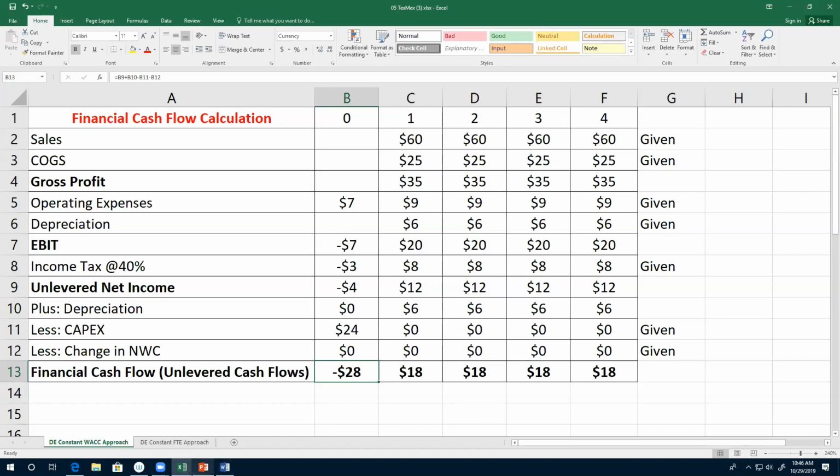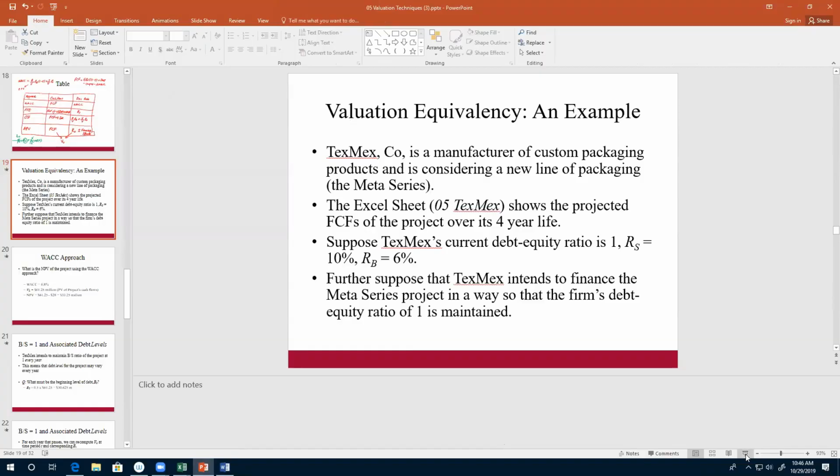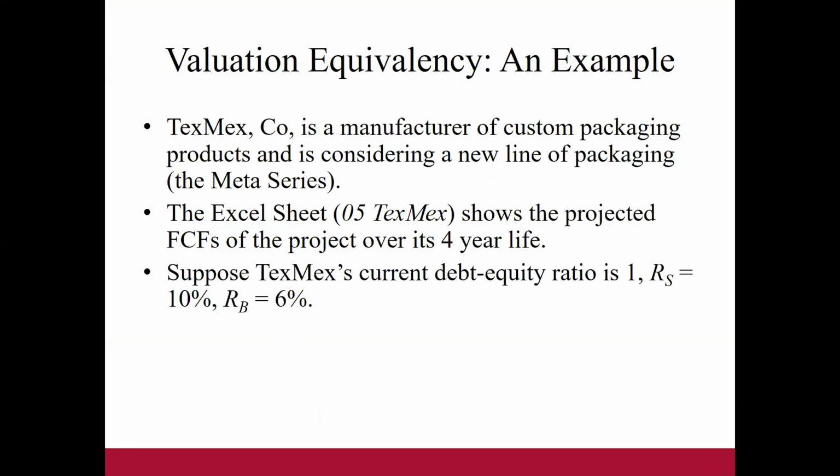There's some additional information that is given to you. You are also told that TexMex's current debt to equity ratio, let's suppose it's 1. So this is the debt to equity ratio right now. This is 1. Not the debt ratio, debt to equity ratio. So B over S, not B over V. You are further told that cost of equity for TexMex right now is 10%. So this is what equity holders want right now. That's 10%. And cost of debt is 6%. This information is given.